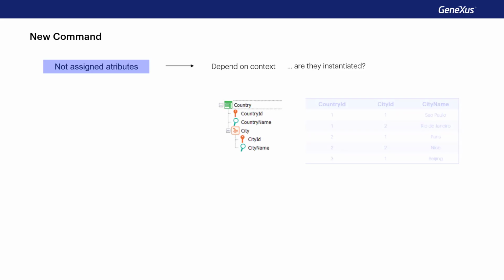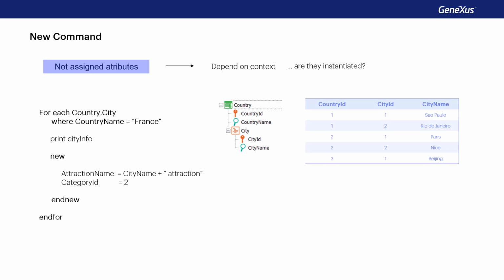Here it would be possible to update attributes of the extended table. Returning to the issue of what happens to the attributes of the new command table that are not assigned a value, we had said that they remain empty, but it actually depends on the context. They're empty if they're not instantiated in the context in which the new command is found. In other words, if they have no value. For example, suppose we're running through the cities of France with a for each command and print each one, for example. In addition, we immediately execute the new command that we're looking at.